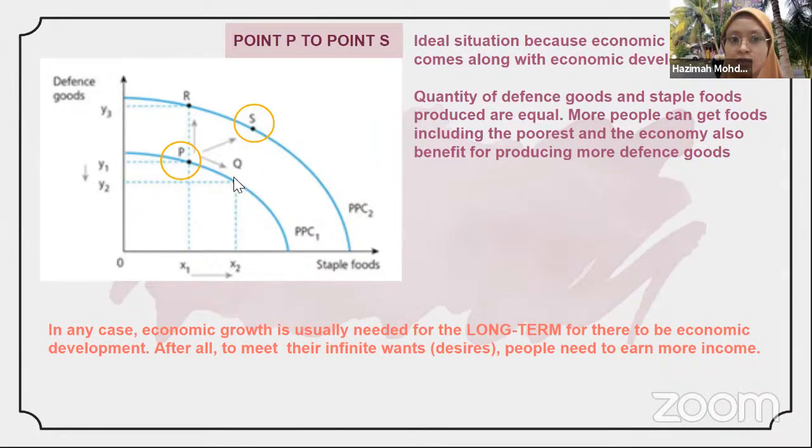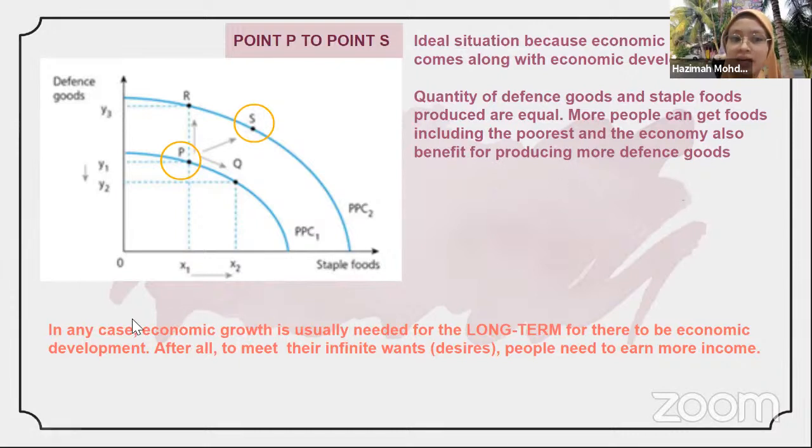Okay, so maksudnya Q kan kat sini. Tapi S pula dekat sini. So kita nampak yang staple food production increase also. And punya defense good pun from P kat sini and S dekat sini pun bertambah. So sebab tu ada economic growth and also economic development. Sebab quantity of staple food essential good ni bertambah. So that more people can get foods including the poorest, and the economy also benefit from producing more defense goods.